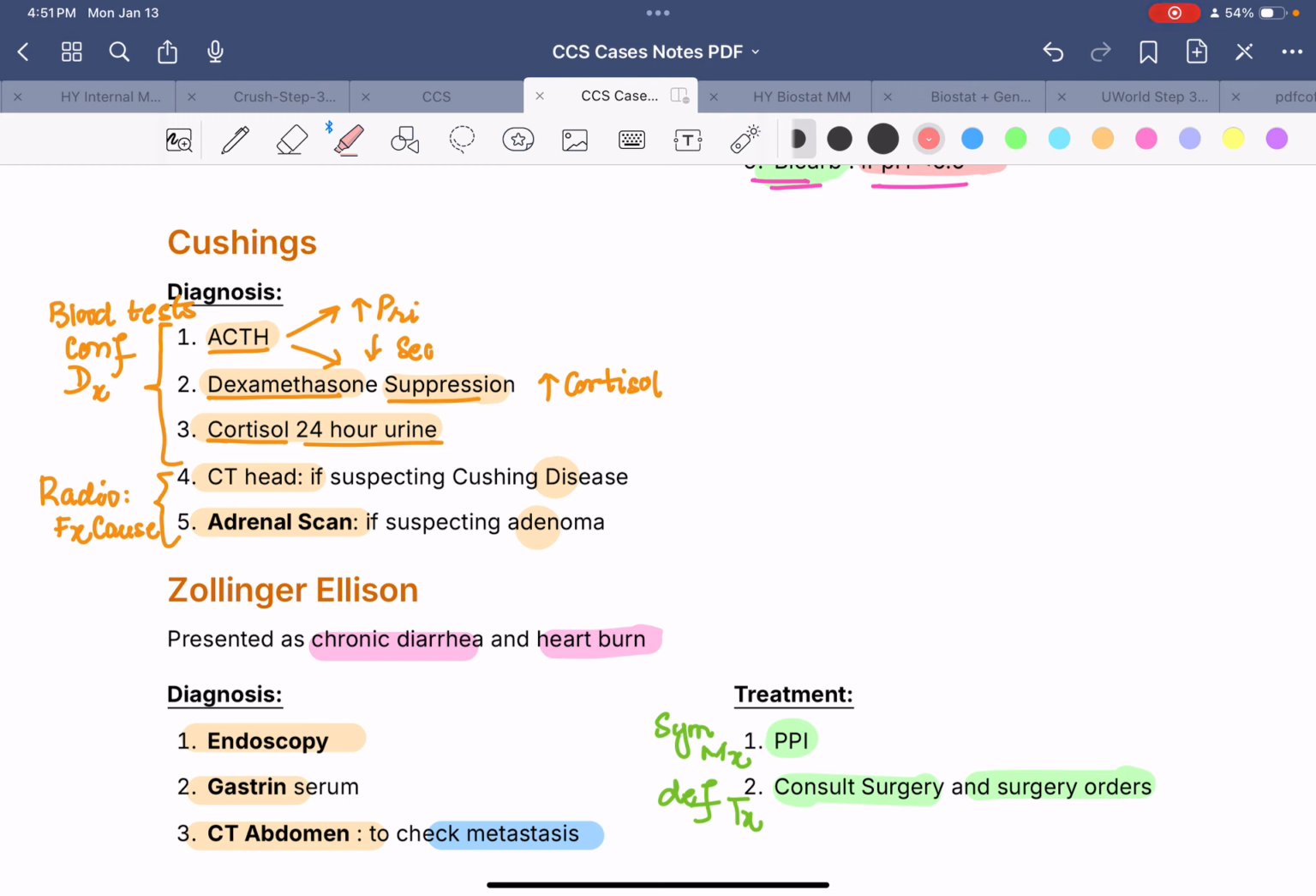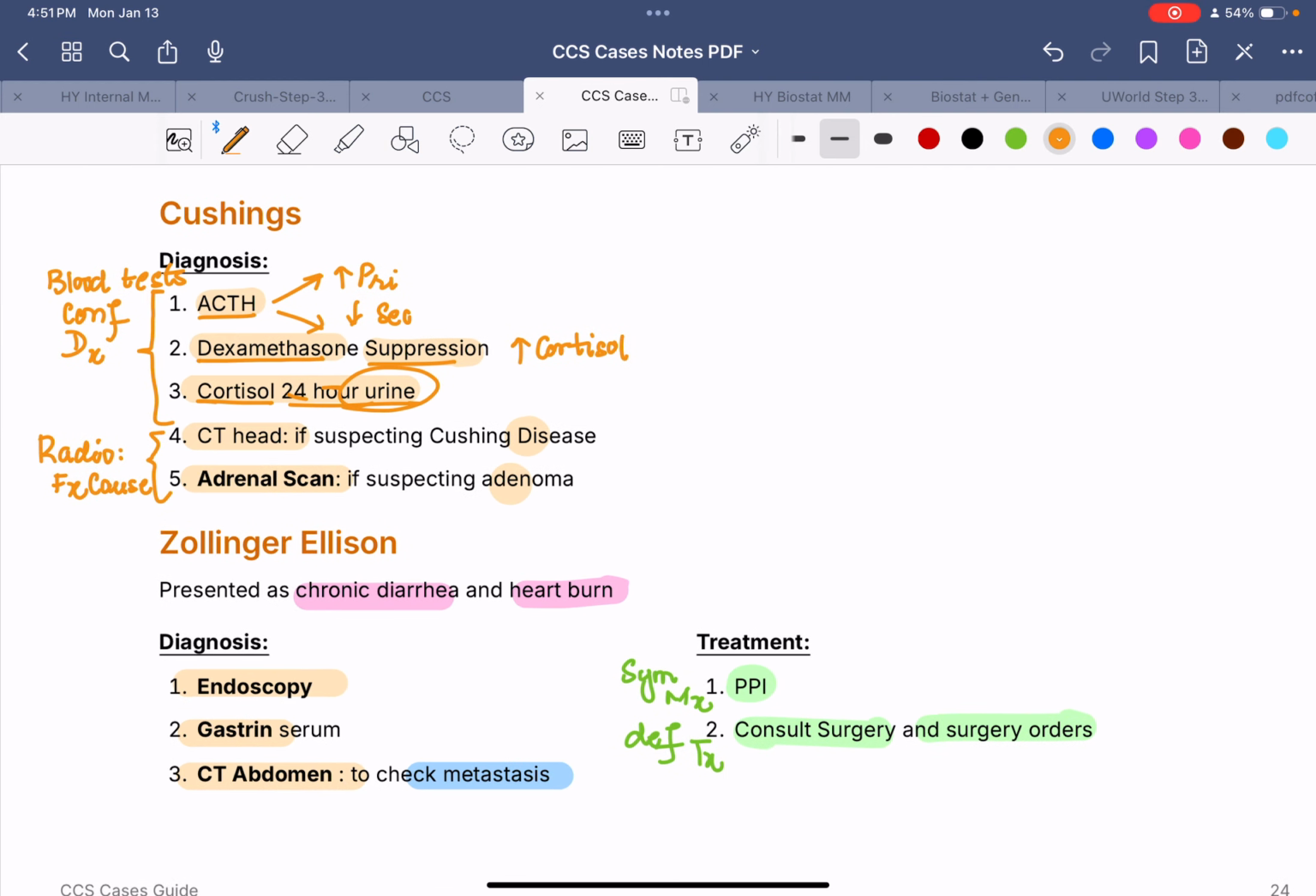Similarly, on dexamethasone suppression test, if you find increased cortisol, that is also Cushing's disease. And we can also do a 24-hour urine cortisol. So that would be basically blood and urine tests: two blood tests and one urine test. Next off, we have the radiological tests that we can do, again depending upon whether the problem is happening in the brain or in the adrenal glands. We can do a CT of the head if we are suspecting Cushing's disease, and if we are suspecting adenoma, we're going to do an adrenal scan. The treatment is also, of course, going to depend upon the cause, whether we are going to remove an adrenal tumor or a brain tumor.